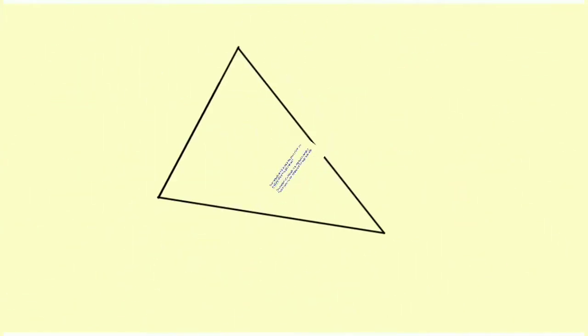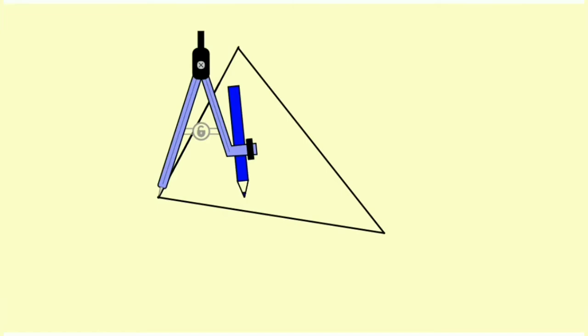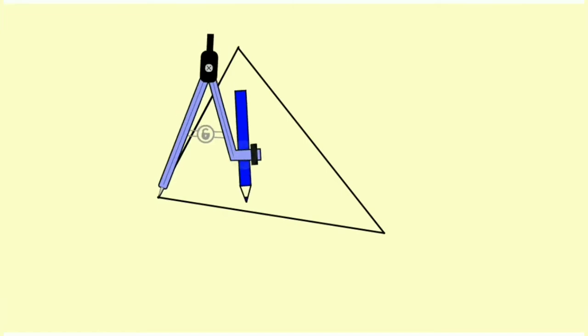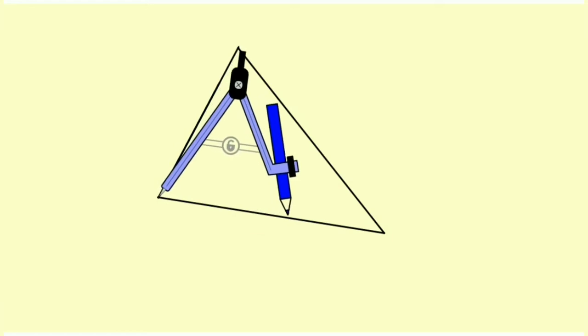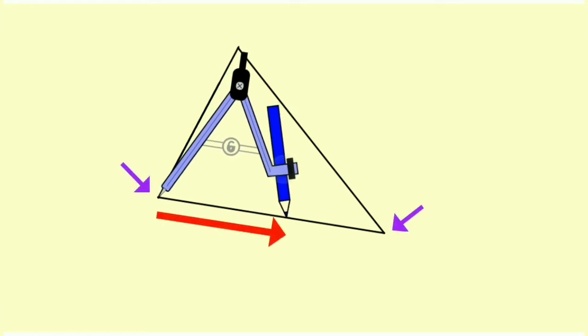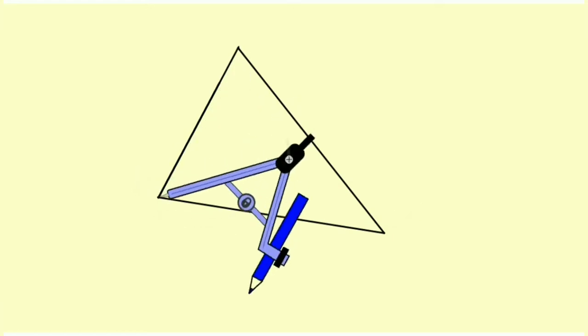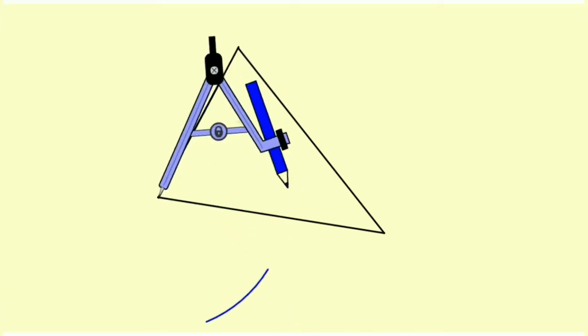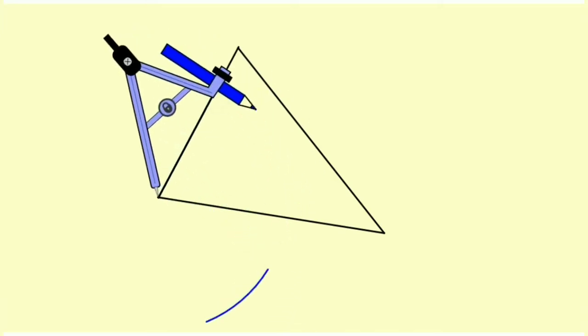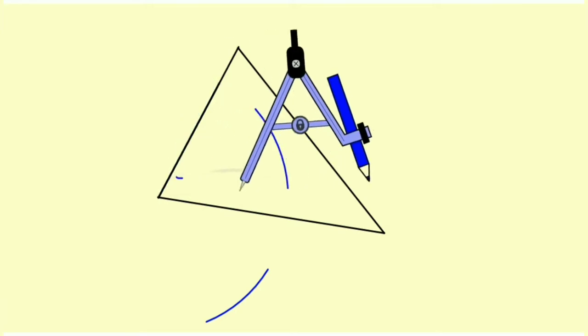In order to construct the median from this vertex to this side, I'm going to need to know the midpoint of this side. And the only way that I can find that is by constructing the perpendicular bisector. Remember that when we construct the perpendicular bisector, we need to make sure that our compass is open over halfway between the 2 endpoints of the segment. Then what we do is we draw an arc below and above each of those endpoints.